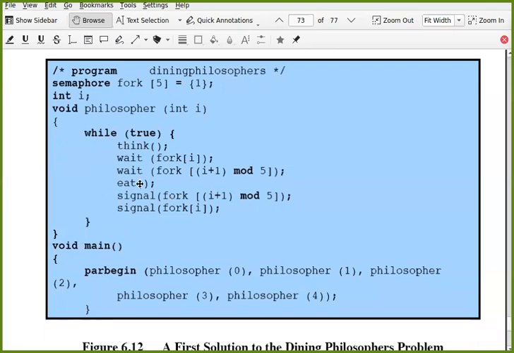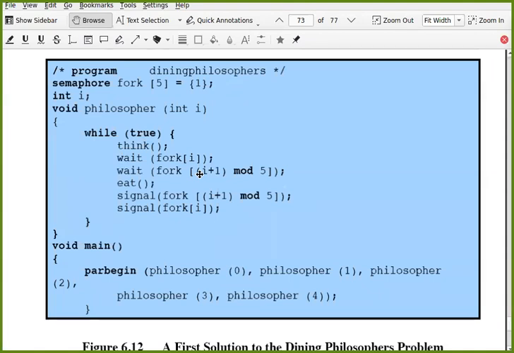Does this algorithm guarantee mutual exclusion? Yes, because before using a fork, you need to wait on it. So mutual exclusion is guaranteed, but there is no guarantee of no deadlock. Deadlock may happen. How is it possible? Let's say all 5 are seated at the table. P0 first executes wait on fork 0, and maybe it is granted because it is free. But then the process gets switched and philosopher 1 executes, and it asks for fork 1. It is granted.